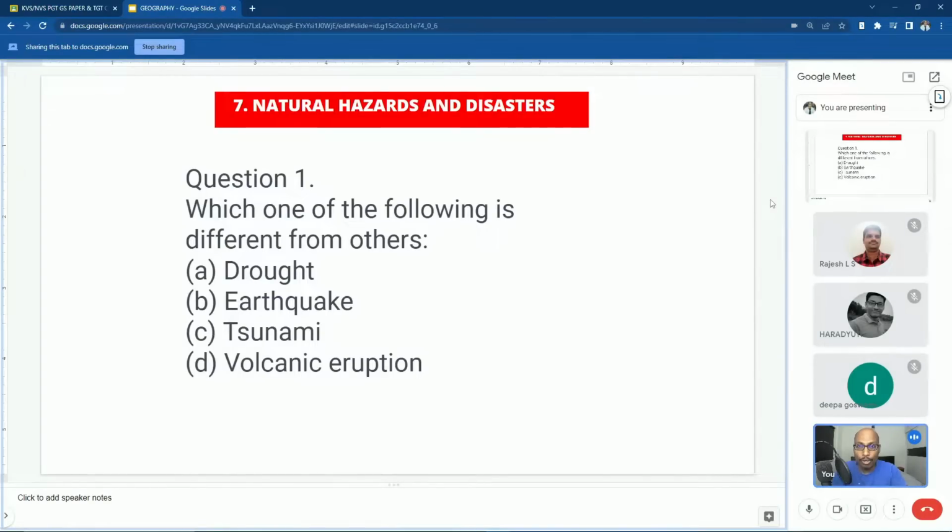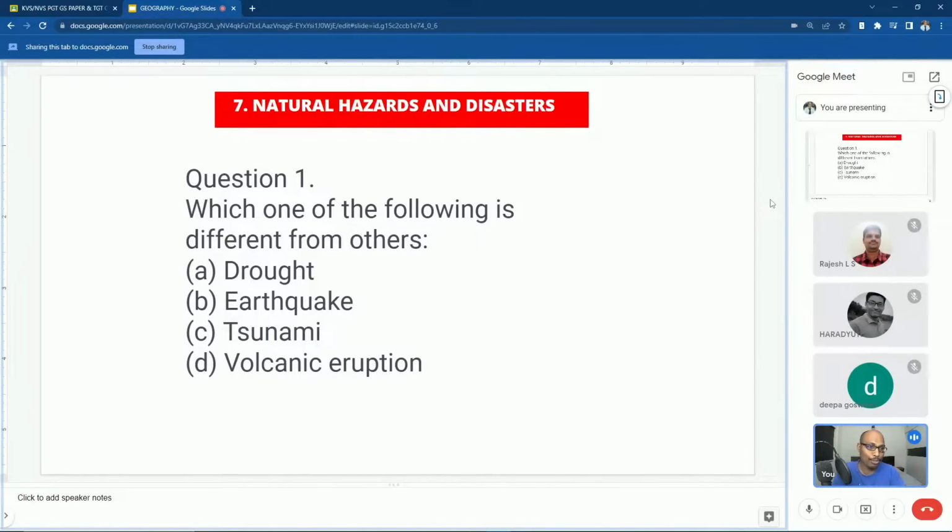So in the series of Indian geography classes, we have so far completed 6 topics, starting from India location and size, physiography of India, drainage system of India, climate of India, vegetation of India, soils of India, and now today we are going to start the last topic of Indian geography, that is natural hazards and disasters.